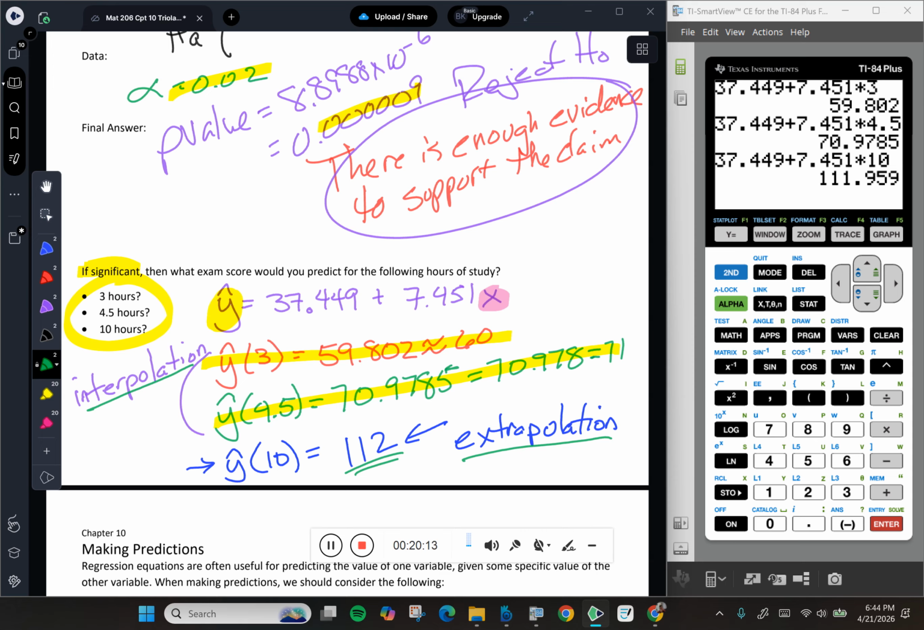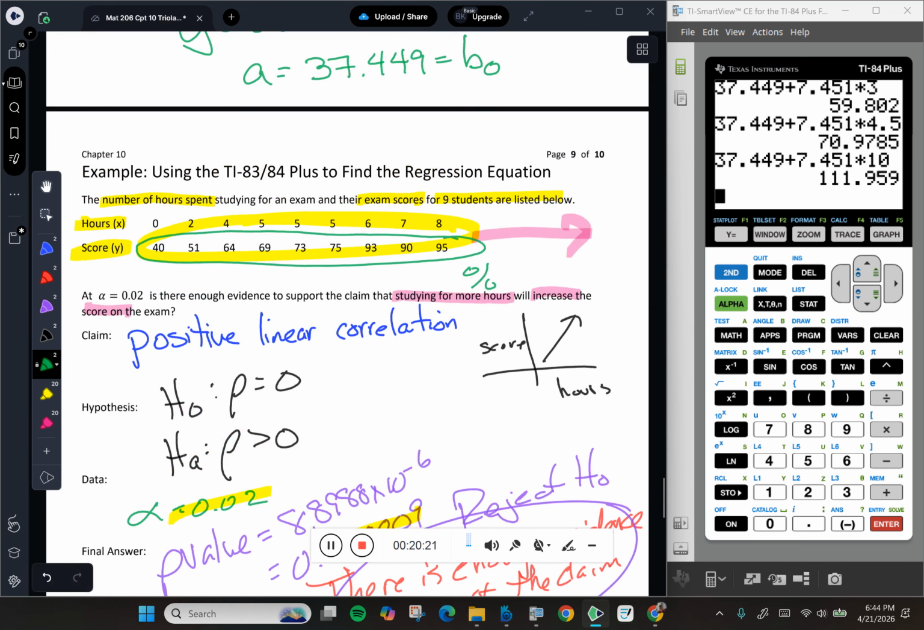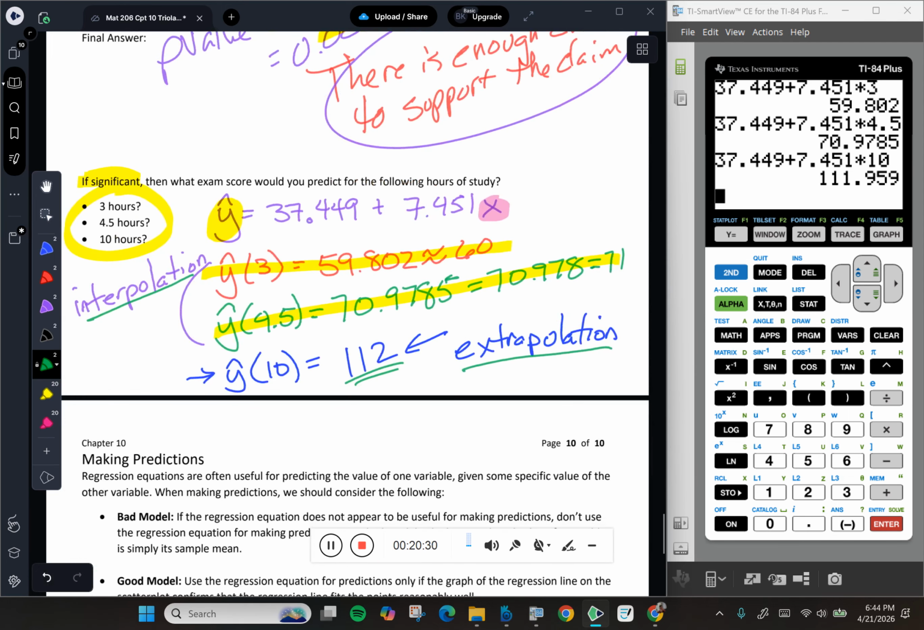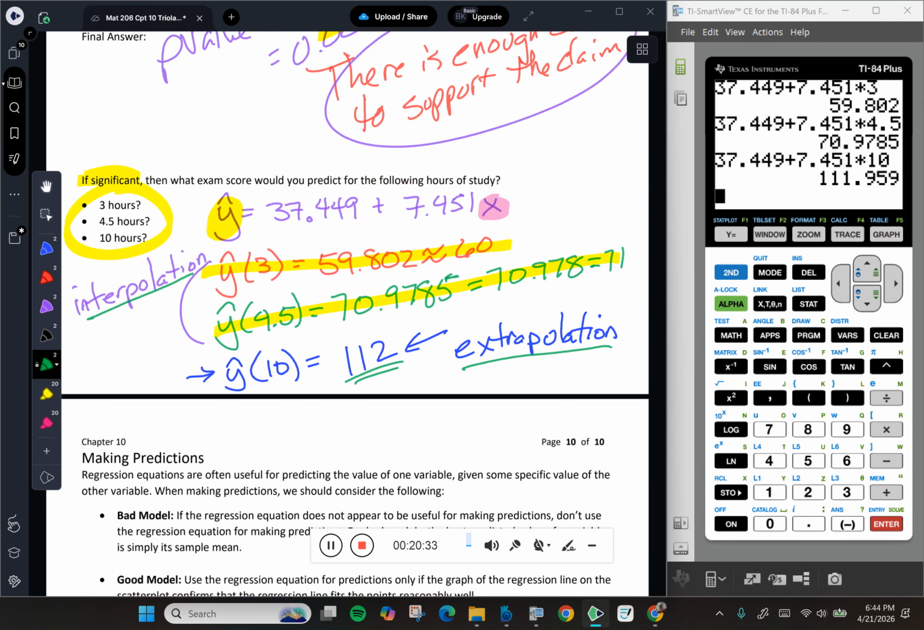Interpolation is good. Extrapolation is dangerous. If you go too far outside your data set, it can be quite dangerous. Our data set goes from 0 to 8 for the x's. Going to 10 is going 25% outside that data set. So going 25% outside the data set, clearly here, gives me an issue. I can't get 112 on the exam. I can only get a maximum of 100. So I don't know that I would trust this as a result.